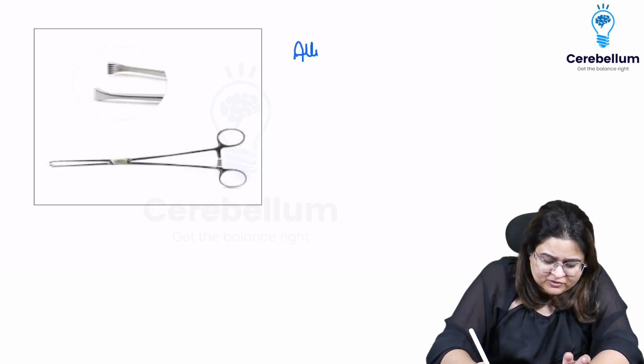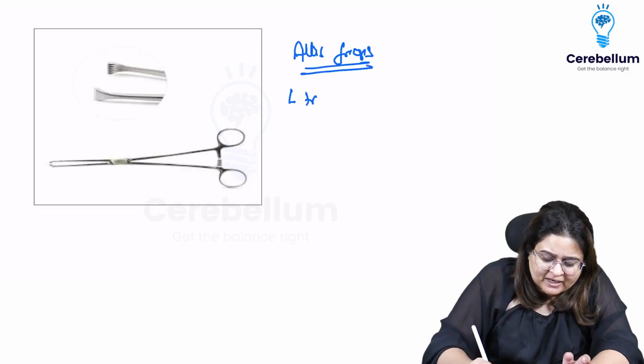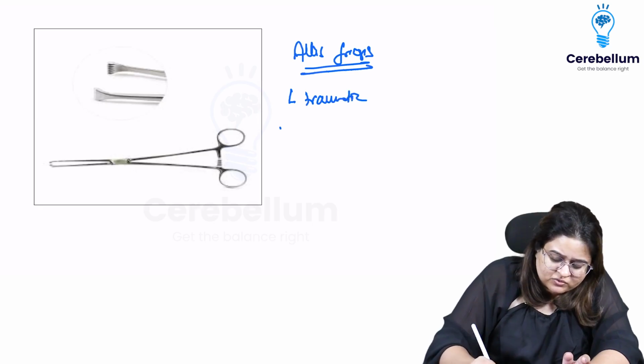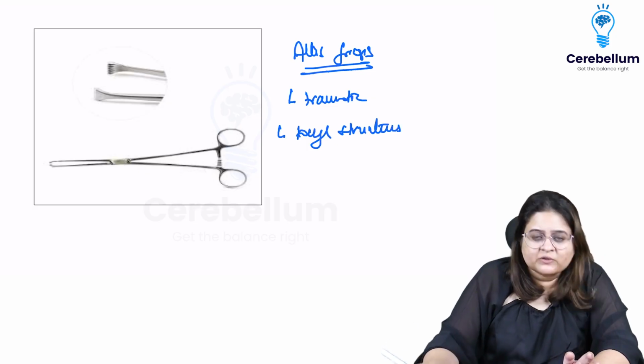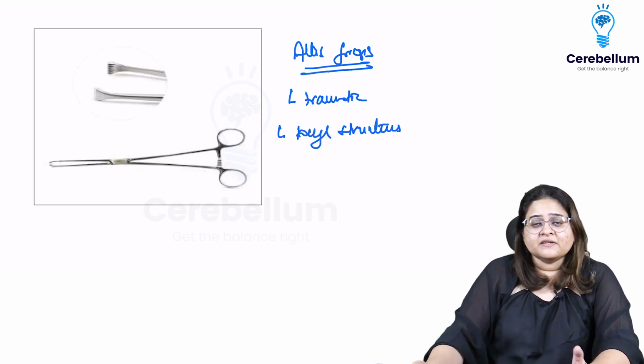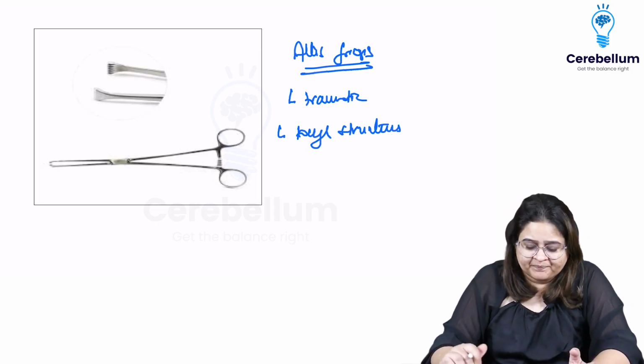What is this? This is an Allis forceps. We've discussed this in obstetric instruments also. It is traumatic. It has teeth at the end, so it's used to hold tough structures. Commonly in gynae, we'll use it during surgery. We'll use it to hold the rectus sheath. Okay, it can even be used to hold the cervix when you're doing a vaginal hysterectomy.